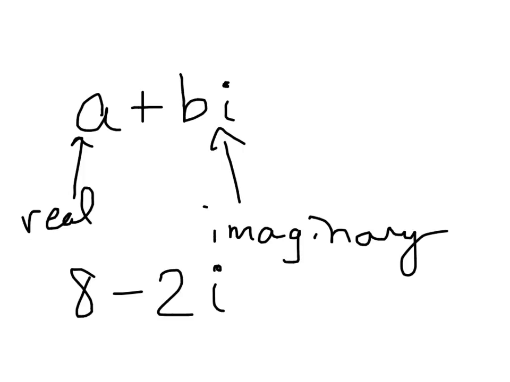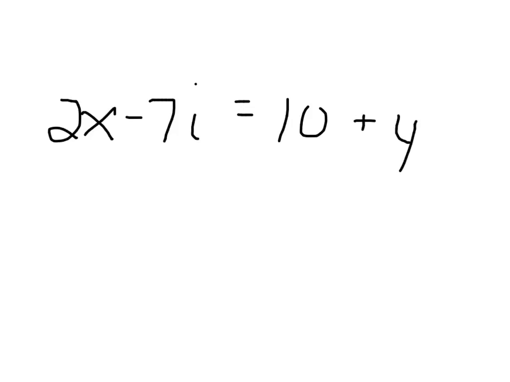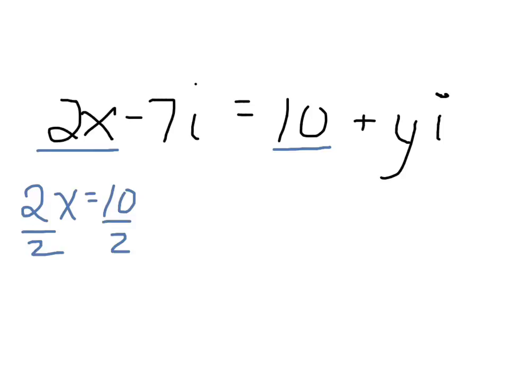Now, on some of your problems, it's going to say something like 2x minus 7i is equal to 10 plus yi. And what they want you to do is find the values of x and y. So here's what I would do. The x piece is the real part, so you set it equal to the real piece. 2x equals 10. Solve for x. What would I do? Divide both sides by 2, and I get x equals 5.